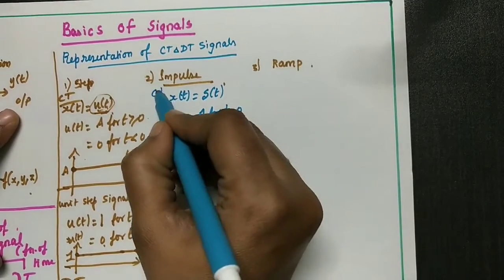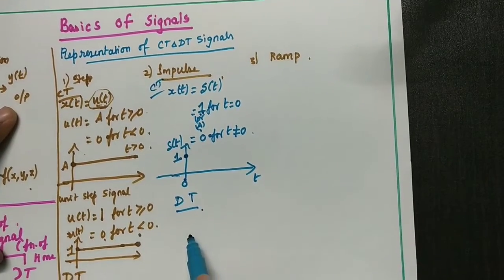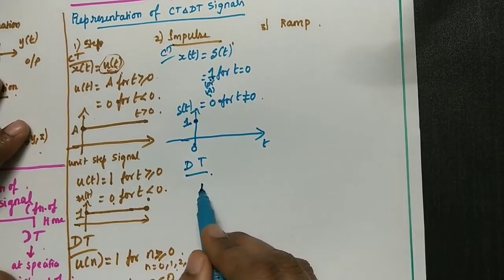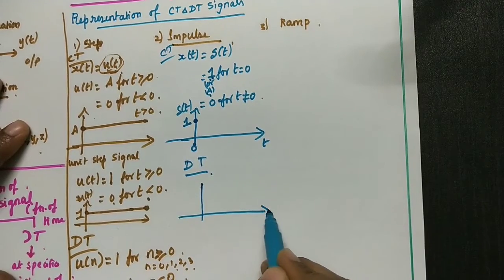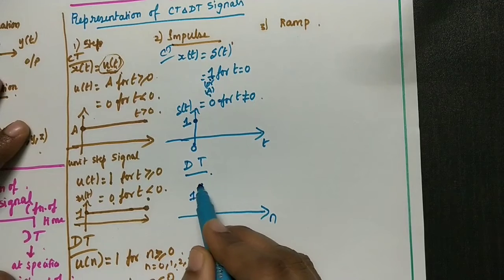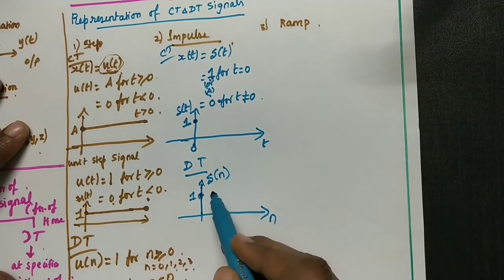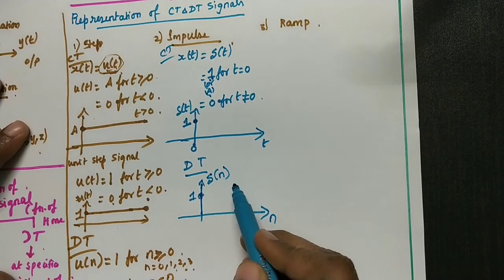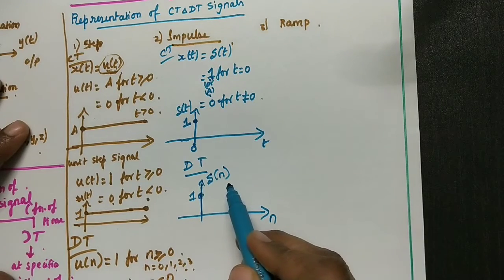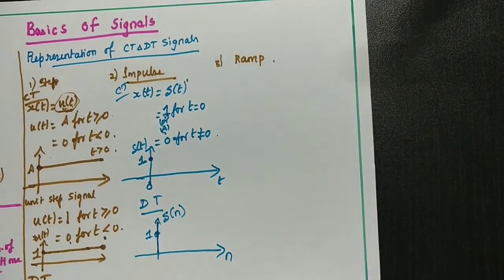So this is the CT signal. And let me consider the DT signal, the discrete time signal. The discrete time signal is the same thing, only with respect to n. At the origin only the value will be equal to 1. So it will be represented by del of n, the unit impulse sequence. And then the ramp signal.